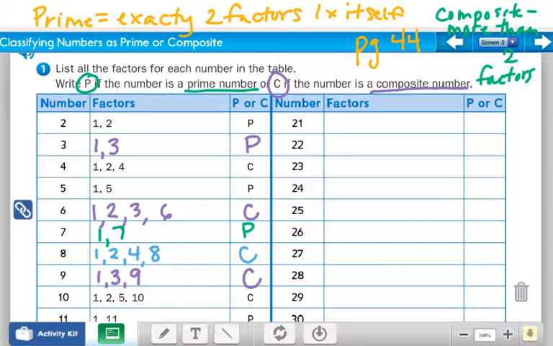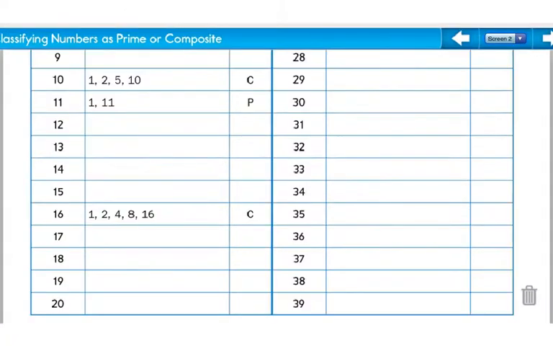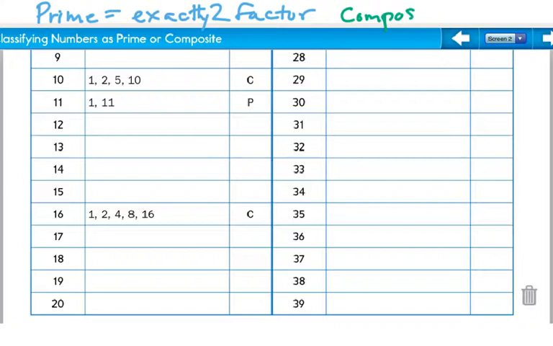I'm going to keep going down rather than across. Again, remember prime has exactly 2 factors, 1 and itself, and composite has more than 2 factors. Okay, so we just did 9. So I'm going to move down to 12. I would be doing this typically on my whiteboard, but you'll be able to see my thinking here.